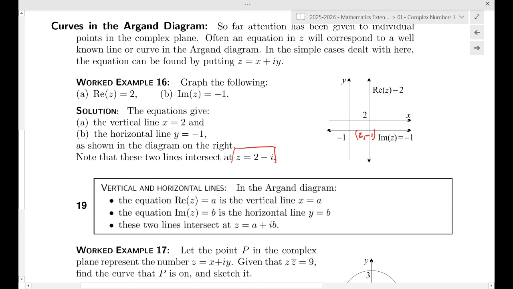Okay. What I want you to do is, you know what Z is. You know what the conjugate of Z would be. Multiply them together, see what happens.